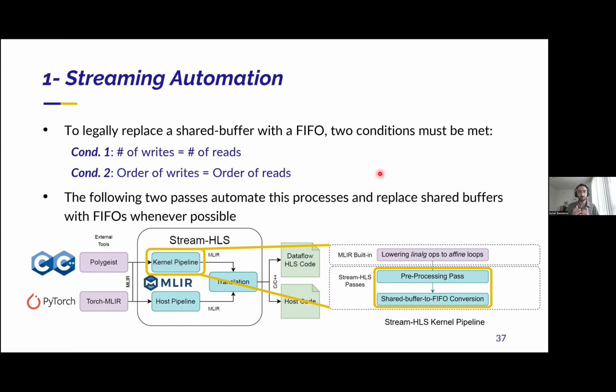So first, I'll talk about streaming automation, or how to legally replace a shared buffer with a FIFO. For this, 2 conditions must hold. First, the number of writes to a shared buffer must equal the number of reads, and then the order of writes must equal the order of reads. And I have these compiler passes in MLIR that will automate this.